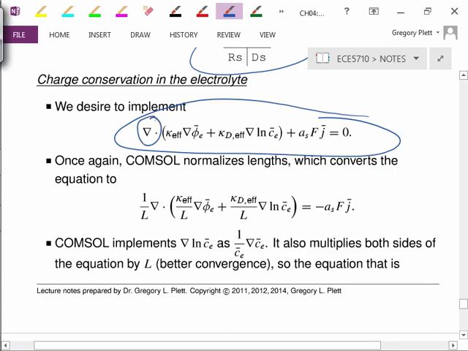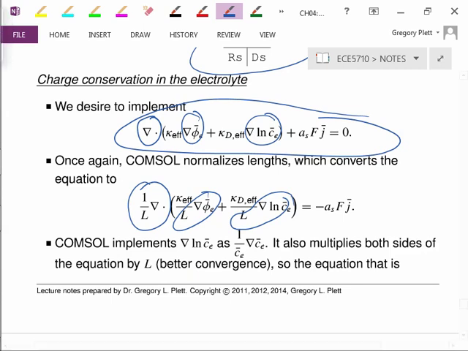So this divergence becomes 1 over L times divergence when I scale it. This gradient becomes 1 over L times gradient when I scale it. This gradient becomes 1 over L when I scale it as well. So far, so good. Gradient of log CE causes us some problems because COMSOL does not have a form that can handle that directly. But we can write this differently.